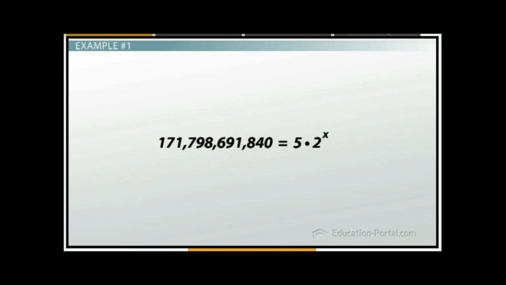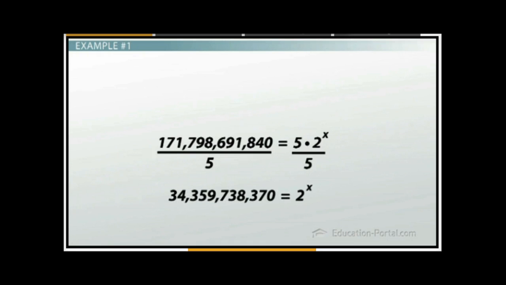Now, instead of substituting for x and figuring out what y is, we do the opposite, and we substitute in for y and try to figure out what x is. What I'm left with is an equation that I can use inverse operations to solve for. The first step is easy. I know I can undo multiplication with division. I divide both sides by 5, and I find that 2 to the x is equal to 34 billion or so. But now we need to undo an exponential.